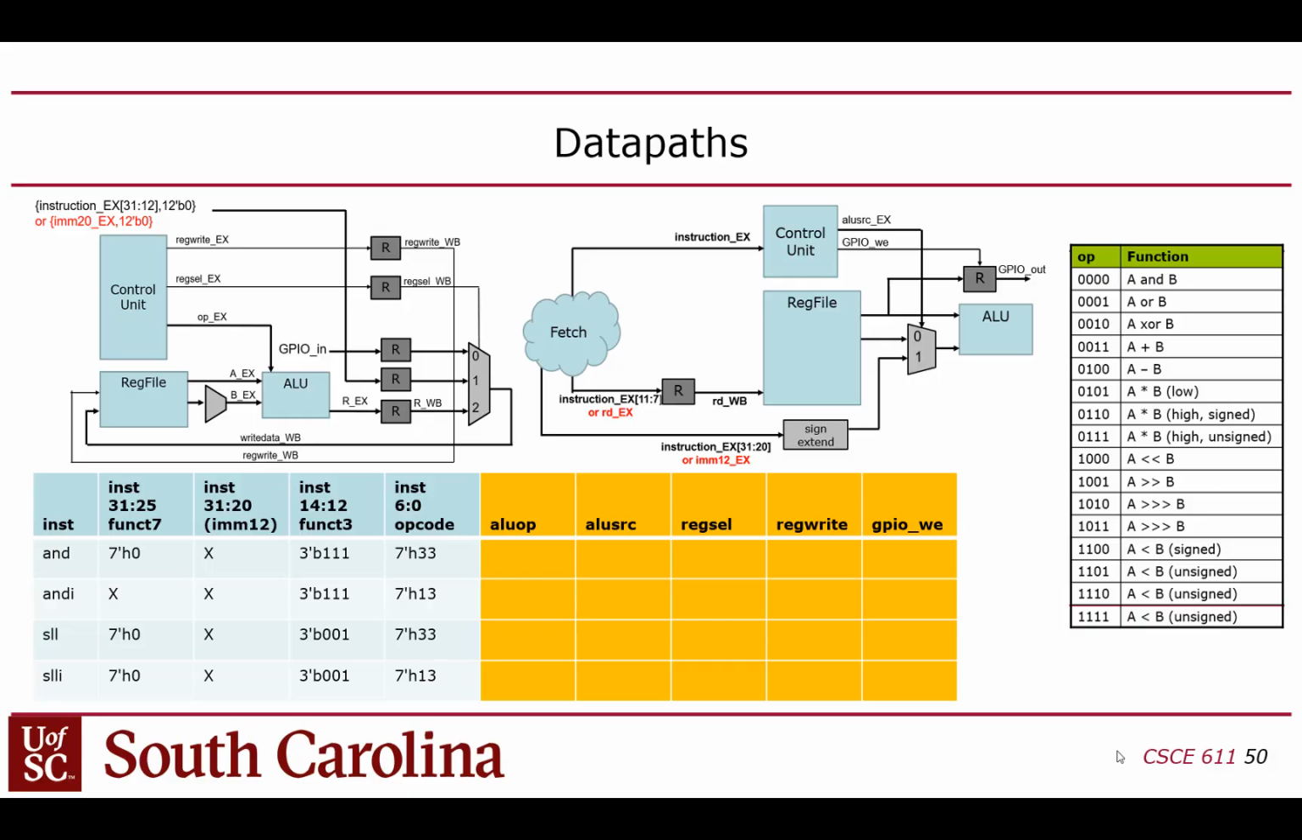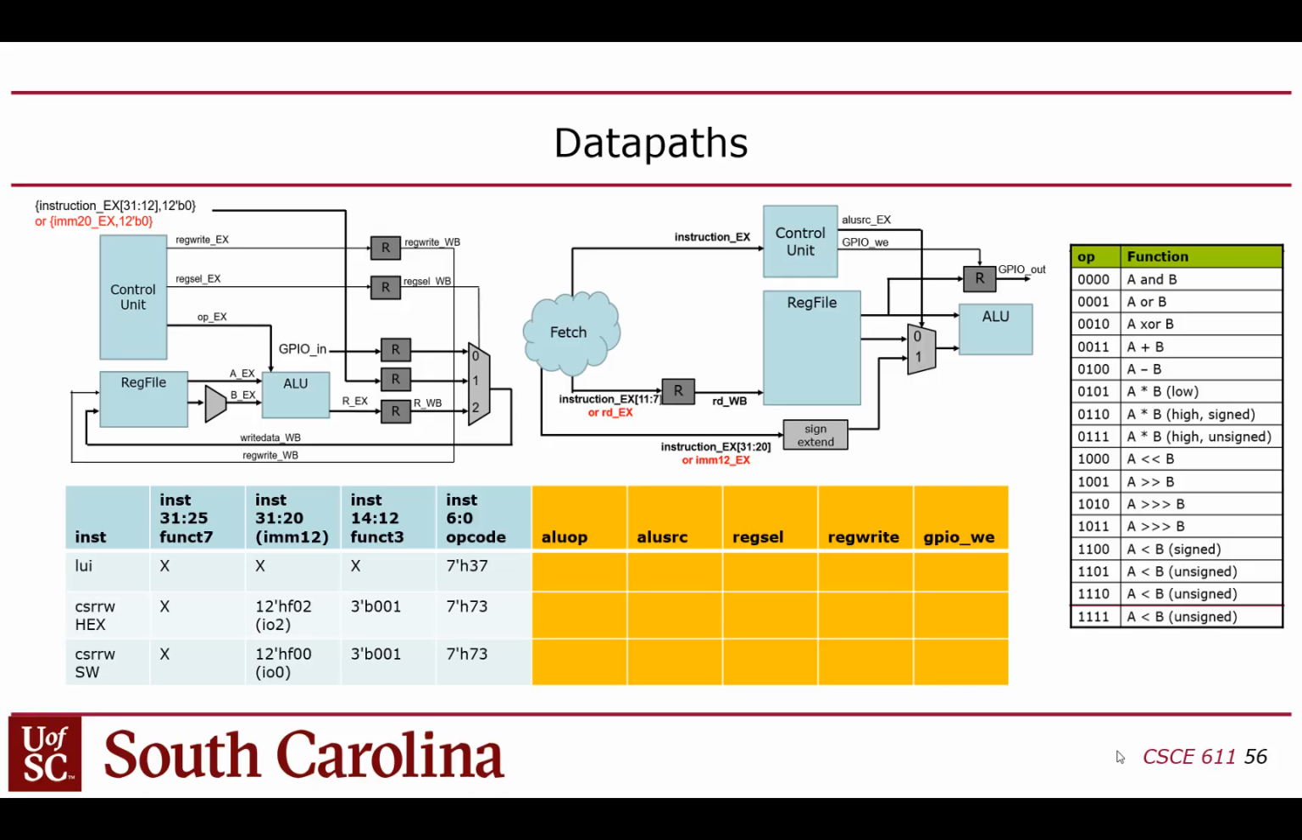Okay. Now, if you get over here, we have an ANDI. So the difference between these two guys, which have the same ALU op, is ALU source, because one's immediate and one's not. You can see that here. See that? ALU source is 0 for R type, 1 for I type, right? And then reg select is again going to be 2 for all of them because they're all just consuming ALU output. Reg write's going to be 1 for all of them because they all write a register. And GPIO write enable is going to be 0 for all of them because none of them are going to hex displays, right?